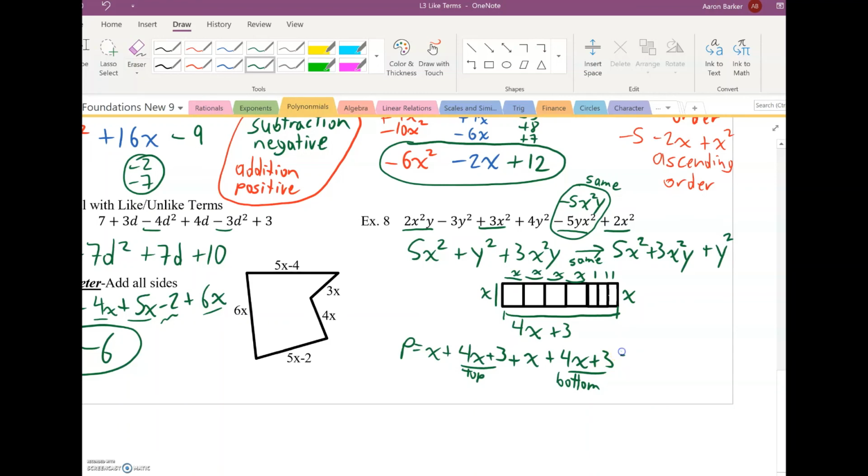So how many x's do you have altogether then? You have a total of 10x plus 6. That is your total perimeter for that shape.